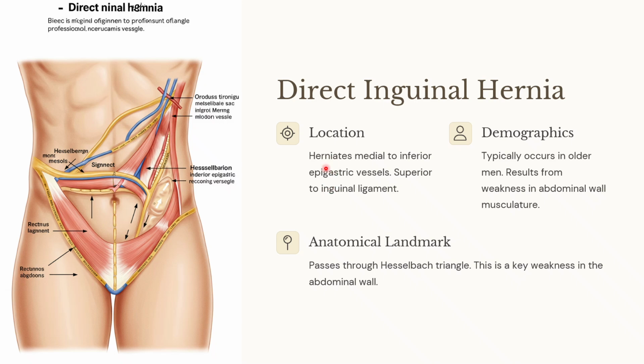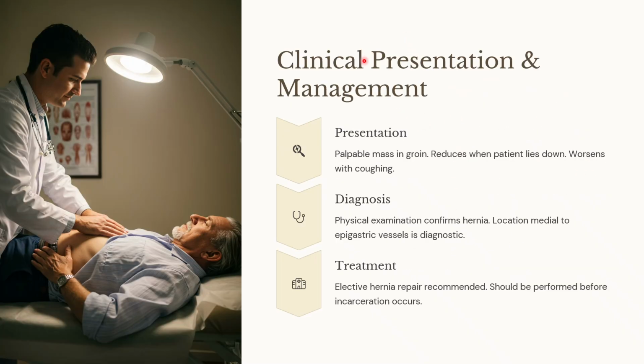So, the hernia will herniate medial to the inferior epigastric vessels but superior to the inguinal ligament. So here this direct inguinal hernia is much more common in those who have weakness in abdominal wall musculature, typically in older men. So when you see them, they will be presenting with a palpable mass in the groin when the patient stands, which will worsen with cough. And the mass will reduce when the patient lies down.